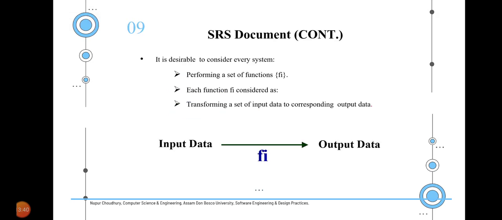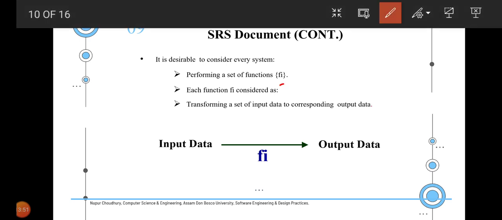Initially, it is desirable that when we consider any system, we consider it performing a set of functions. Let us term the set of functions as Fi. Now each function Fi is considered as transforming a set of input data to the corresponding output data. As cited in the example, I want to add two numbers or I want to multiply two numbers.